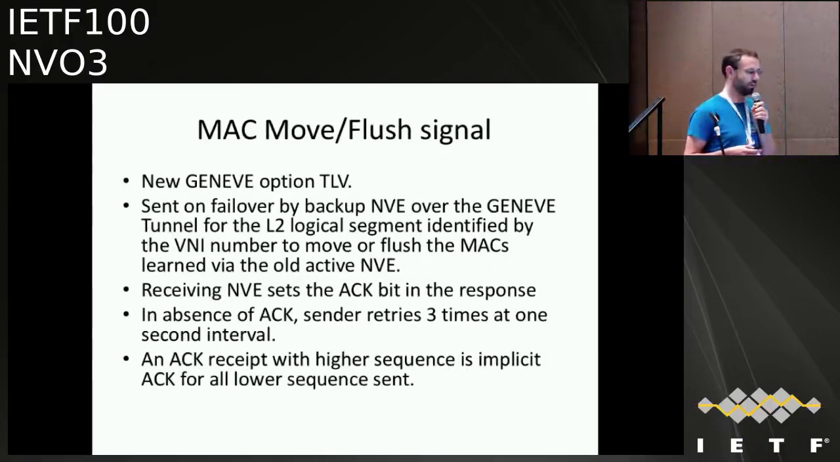In this draft, what we propose is a new TLV that would be sent by the standby edge to the entire fabric, to the rest of the NVEs in the fabric. In this TLV, we have a sequence number and an ACK bit to make sure that the remote end has received the message and acted on it. If they don't send any acknowledgement, we will retry with a default timer. That's basically it.